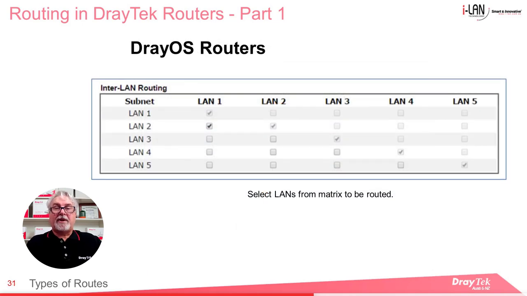To do that in DrayOS routers, go to the inter-LAN routing menu, then select which LAN to route by clicking on the intersection of the two LANs to be routed. In this example, we're choosing the intersection between LAN 1 and LAN 2.